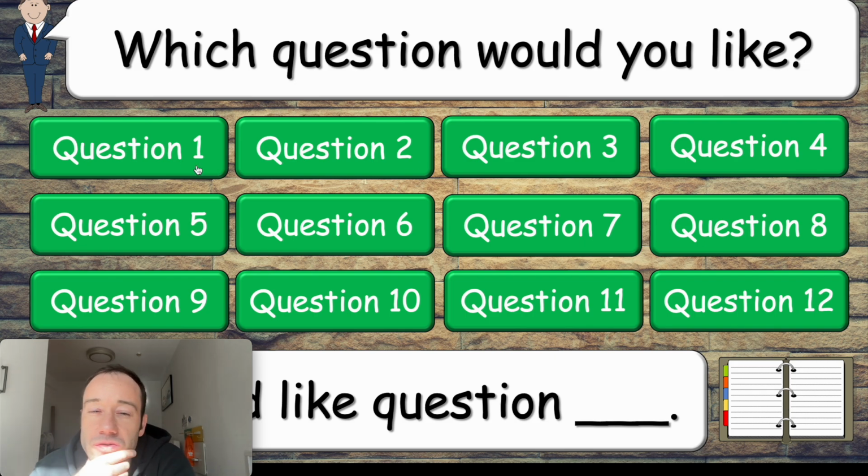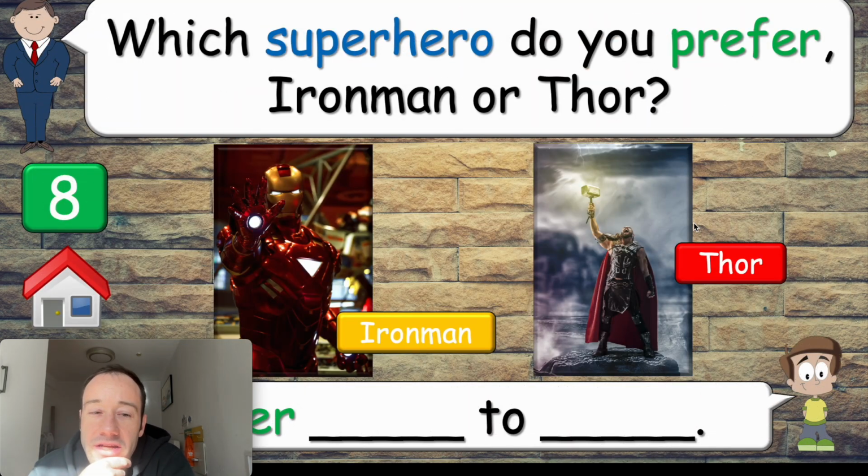So let's say the 2 students you bring up from one of the teams choose question 8. Click on question 8, okay? And the question is, which superhero do you prefer, Iron Man or Thor? Okay, so this is something students in primary school will be interested in, especially the boys. They'll go a little bit nuts when they see Iron Man and Thor, and they can just say the answer, I prefer Iron Man to Thor.